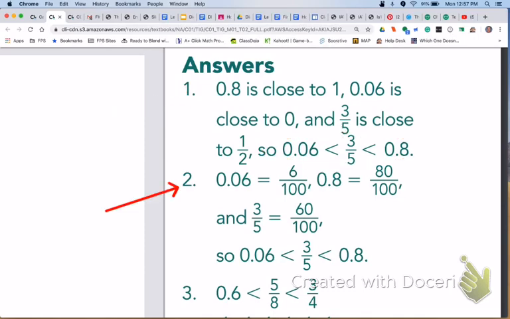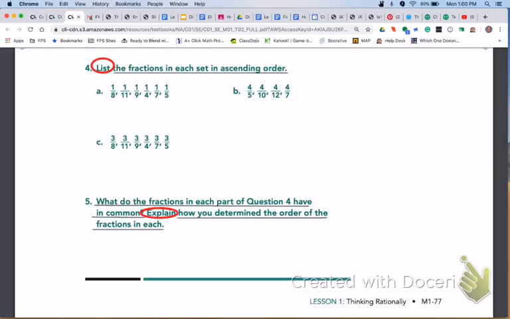For number 2, using Corinne's strategy, 6/100 is equal to 6 over 100, 8/10 is equal to 80 over 100, and 3/5 is equal to 60 over 100. So 6/100 is less than 3/5 is less than 8/10. And for number 3, using either strategy, your order should be 6/10 is less than 5/8 is less than 3/4. Please answer number 4 and number 5 with your group.